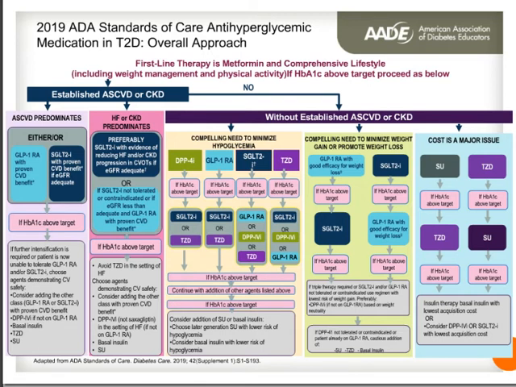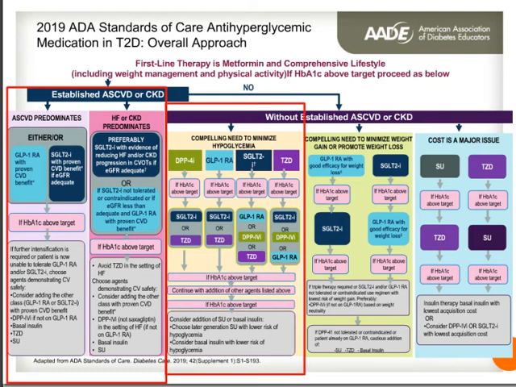The focus, however, is on that established atherosclerotic cardiovascular disease patient or patients with chronic kidney disease, okay? So ADA is asking healthcare providers to assess risk on these points first before you decide on a class of drugs.